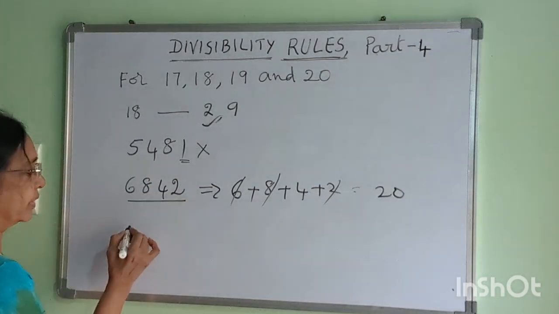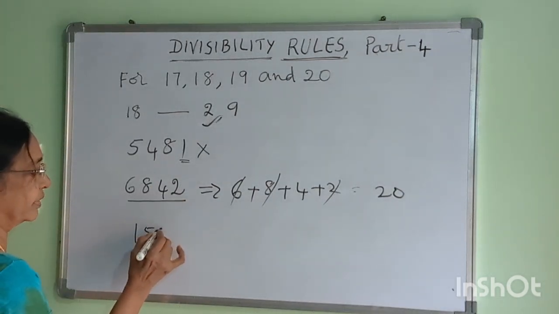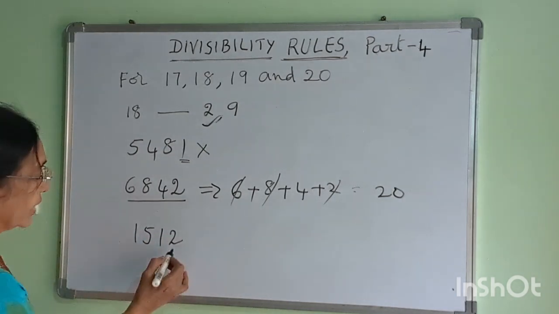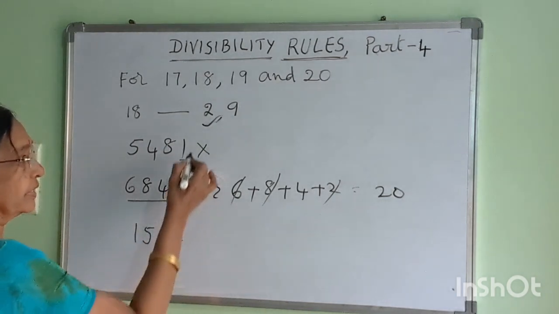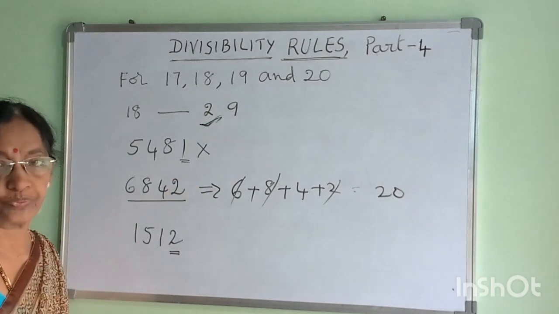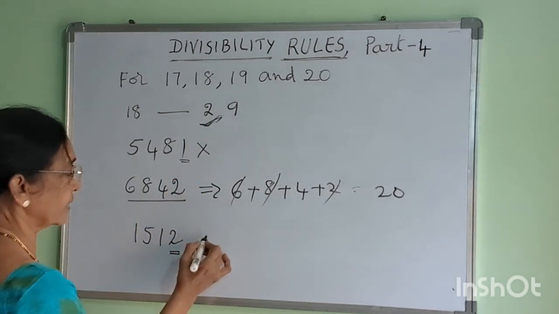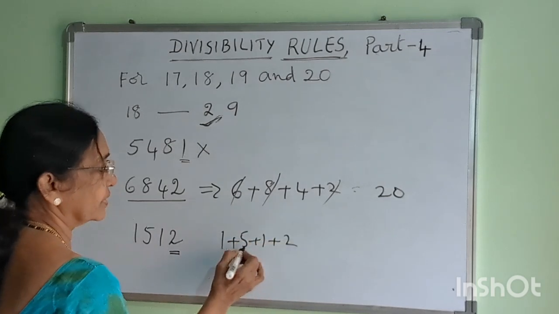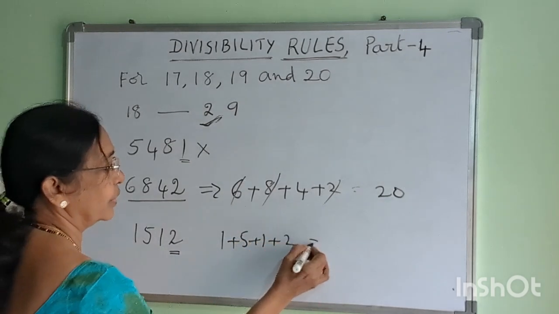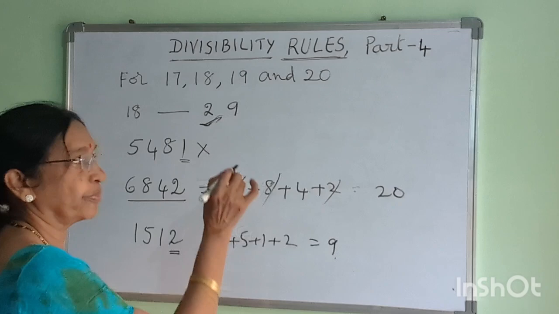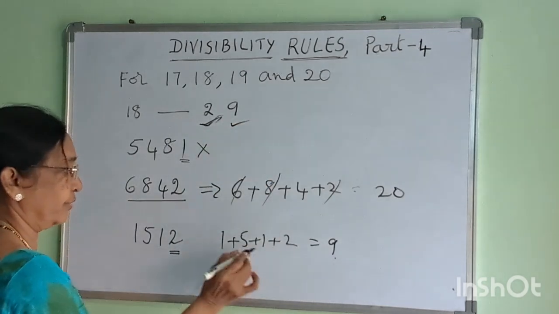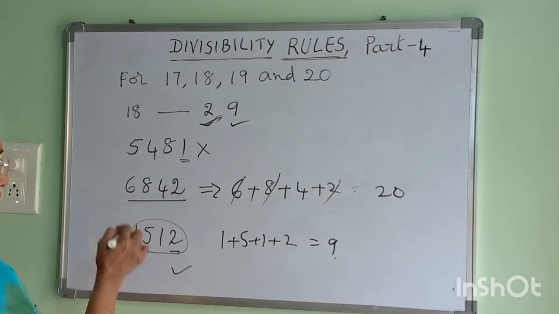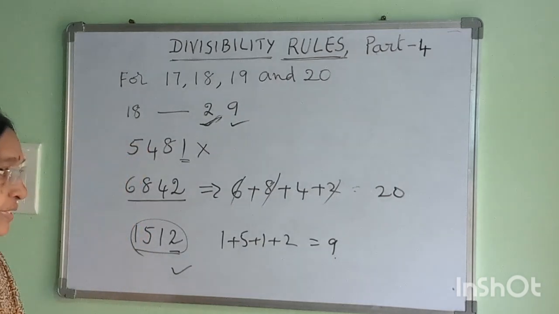Take another number, 1512. As this is an even number, it is divisible by 2. Then taking the sum of the digits: 1 plus 5 plus 1 plus 2, 6 plus 1 plus 2, 9. 9 is divisible by 9. Therefore, this number is divisible by 18.